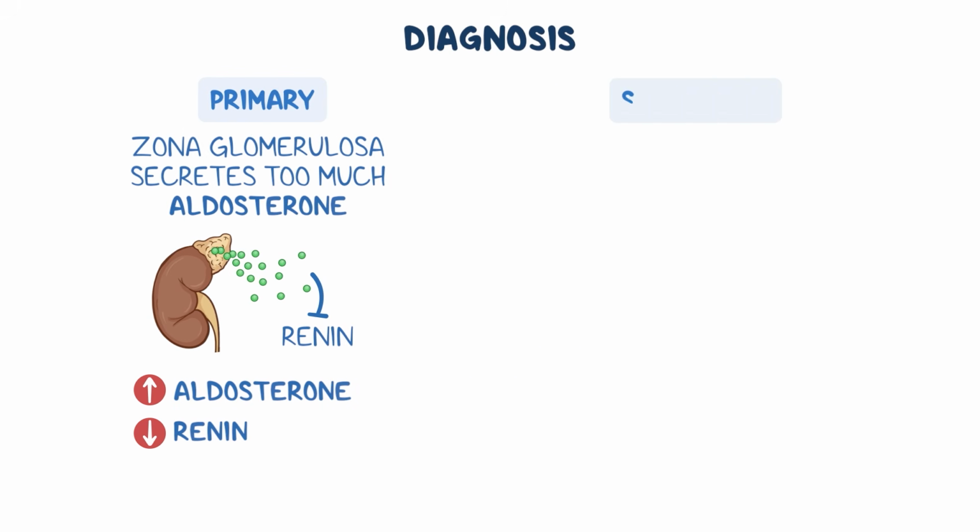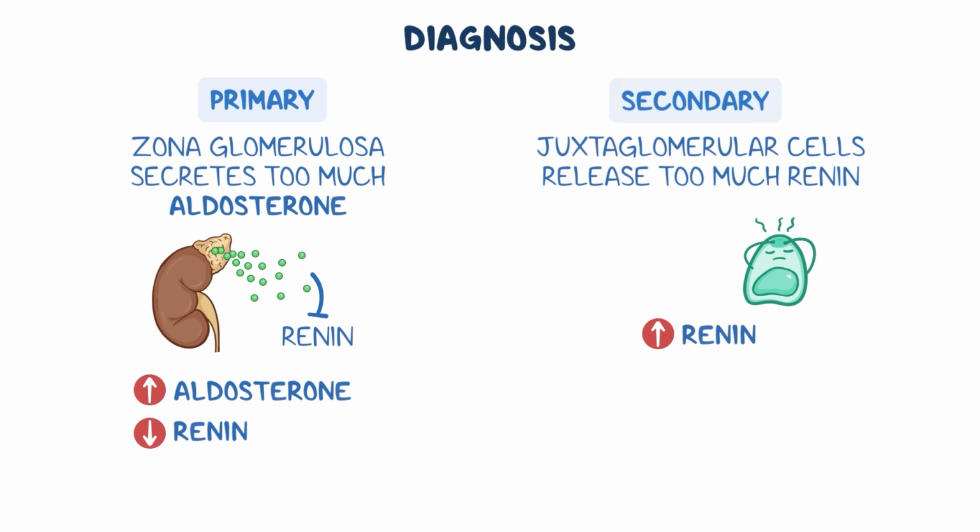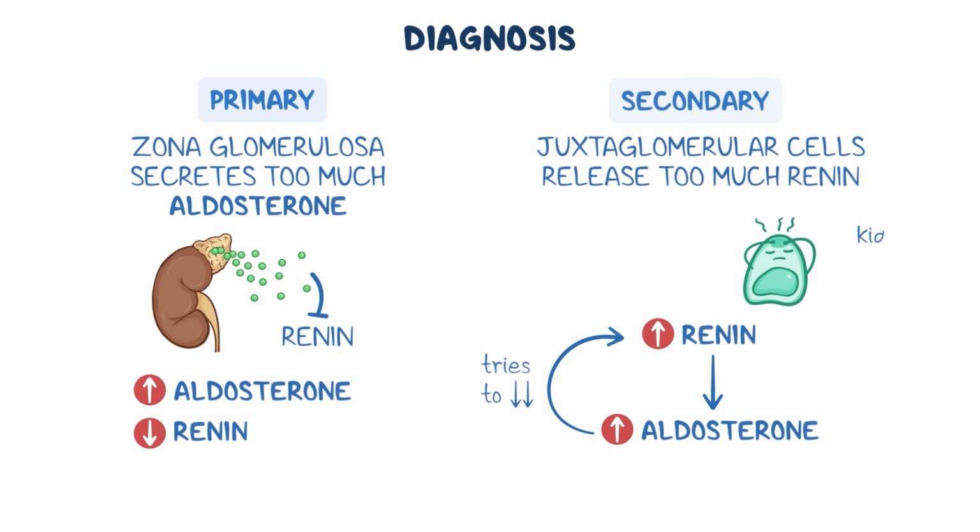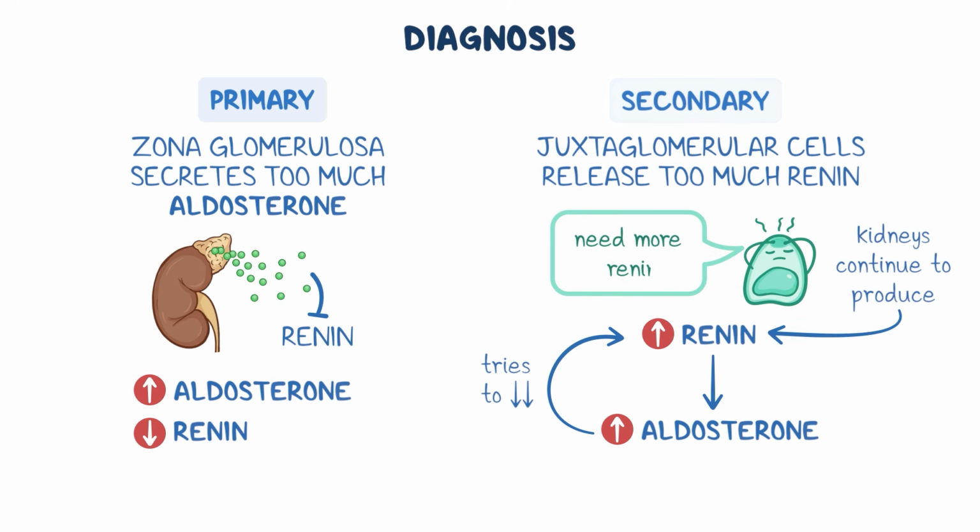On the flip side, in secondary hyperaldosteronism, the issue is that the juxtaglomerular cells release too much renin, which leads to excessive aldosterone production. Even though aldosterone tries to reduce renin release through negative feedback, the kidneys continue to produce renin because they mistakenly think the body needs more. As a result, both renin and aldosterone levels are high.